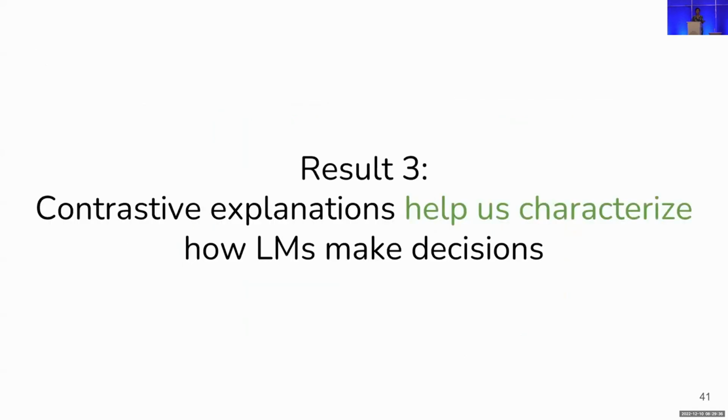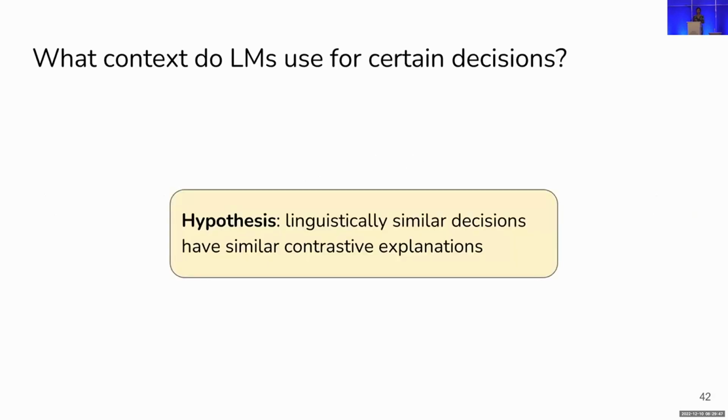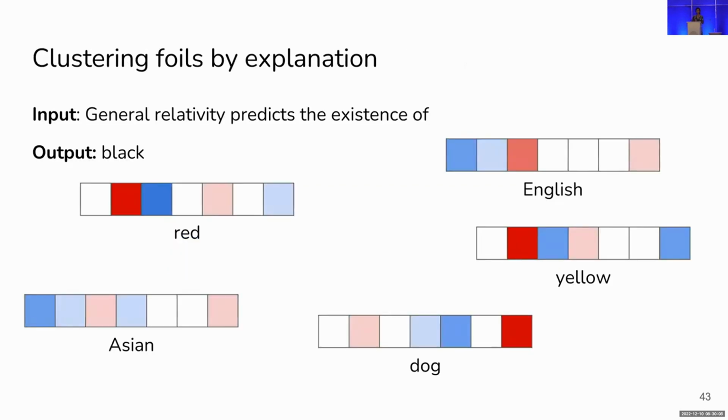Now our final experiment demonstrates that we can use contrastive explanations to also characterize how language models make certain types of linguistic distinctions. We hypothesized that given different target FOIL pairs, the pairs that represent linguistically similar decisions will lead to similar types of contrastive explanations. In other words, we believe that the model uses similar kinds of signals from the input to perform similar kinds of linguistic distinctions. To explore this hypothesis, we clustered different FOILs according to the contrastive explanation that's associated.